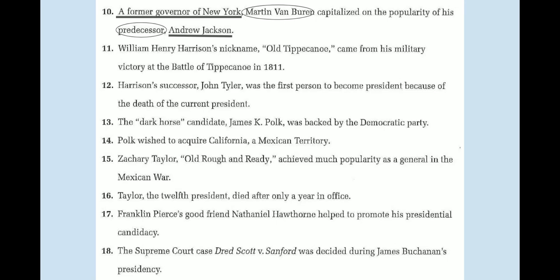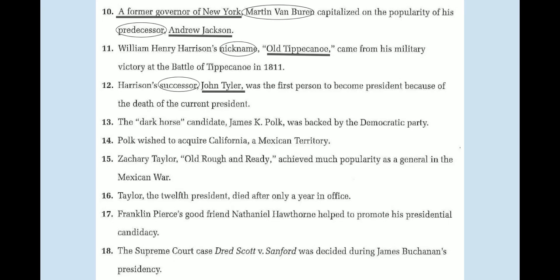Number 11, William Henry Harrison's nickname, Old Tippecanoe, came from his military victory at the Battle of Tippecanoe in 1811. So, Old Tippecanoe is our appositive phrase, and it is identifying or adding more information to our noun, which is nickname. Number 12, Harrison's successor, John Tyler, was the first person to become president because of the death of the current president. Here, John Tyler is our appositive phrase, and it's identifying successor, which is our noun. It's telling us who the successor was.